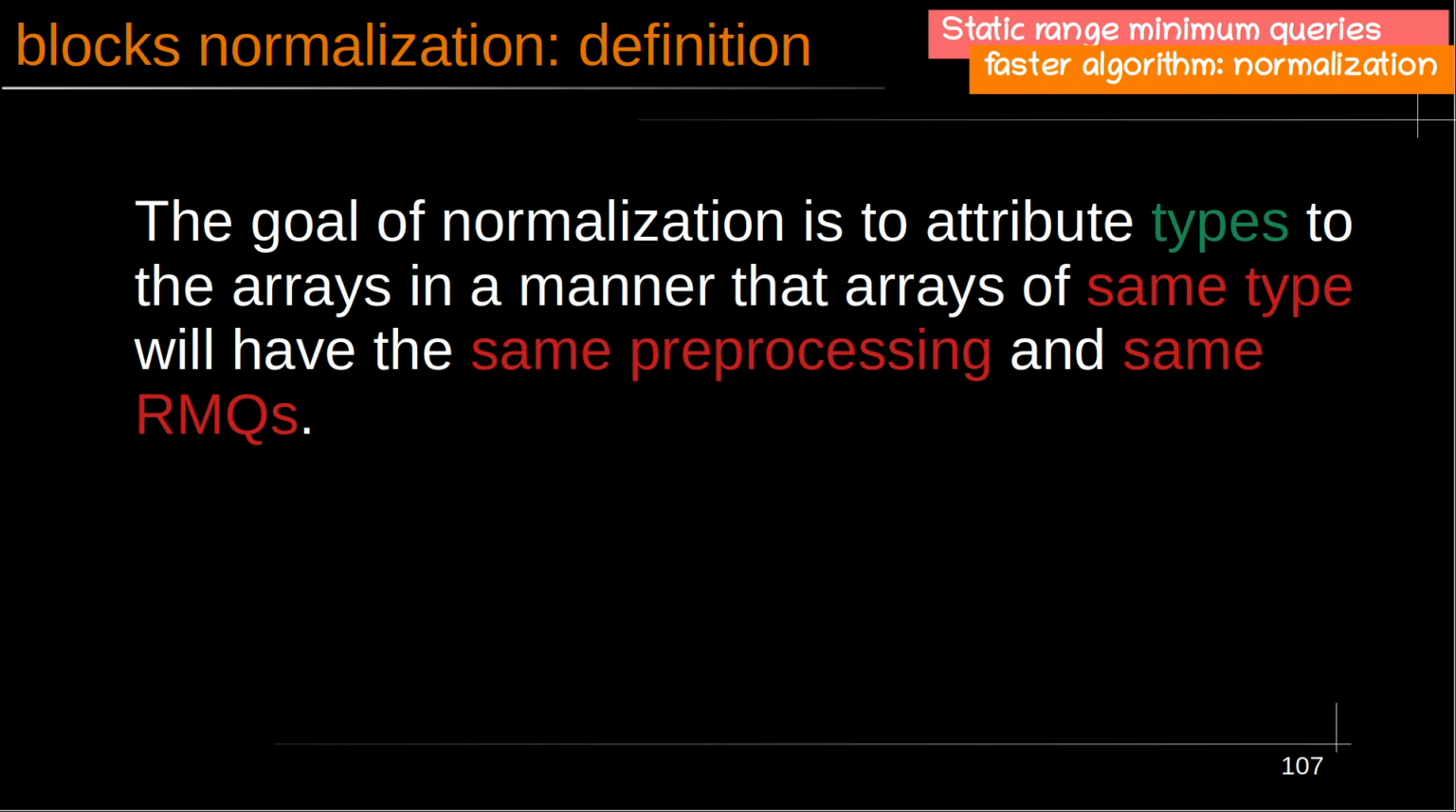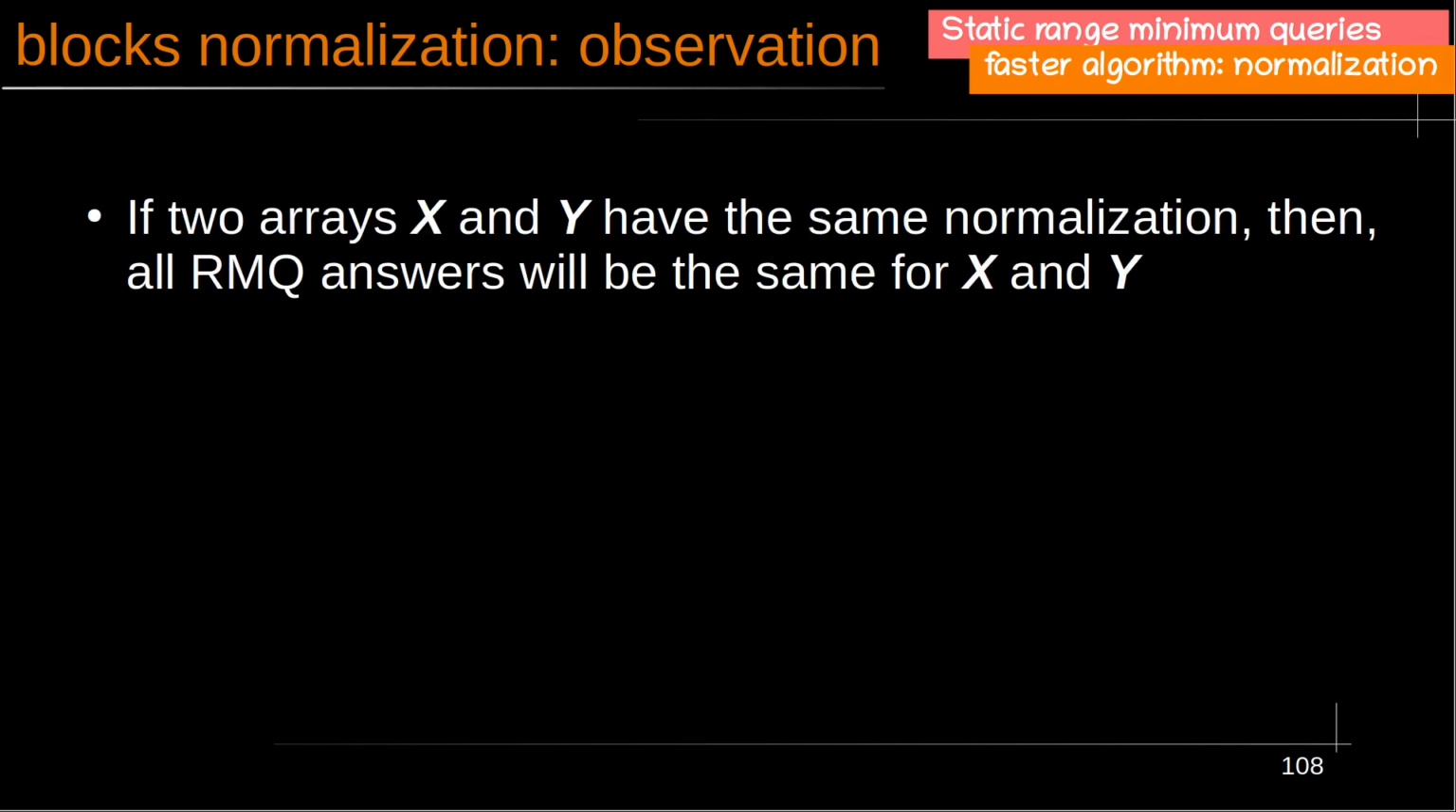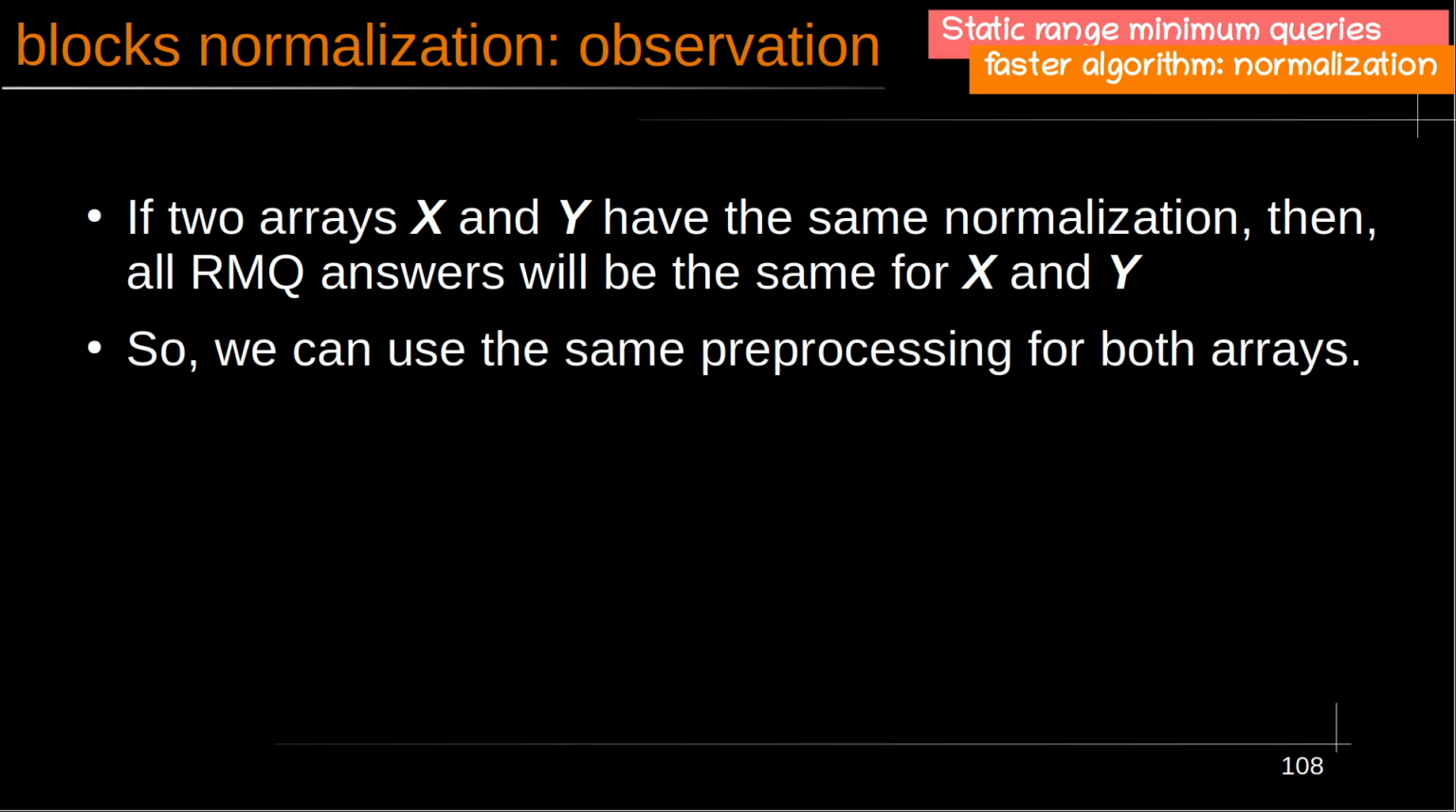What's normalization? The goal of the normalization is to attribute types to the arrays in a manner that the arrays of the same type will have the same preprocessing and the same RMQs. So we're going to divide blocks into types. The blocks of the same type will have the same preprocessing and, of course, the same RMQs. How come? Because it's obvious: if you have two arrays X and Y of the same normalization, then all RMQ answers will be at the same position. So we can do the same preprocessing.